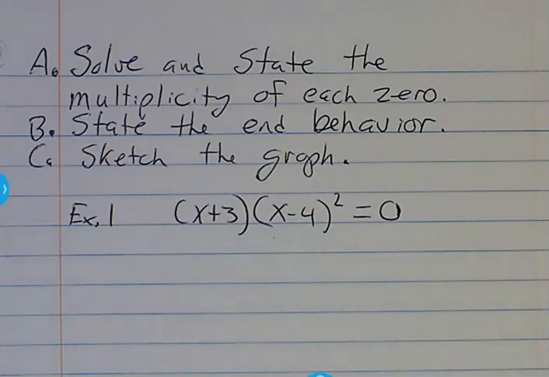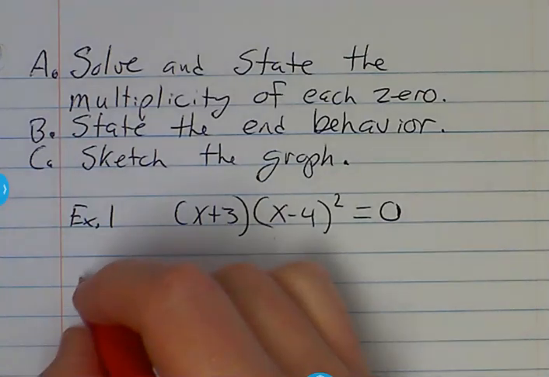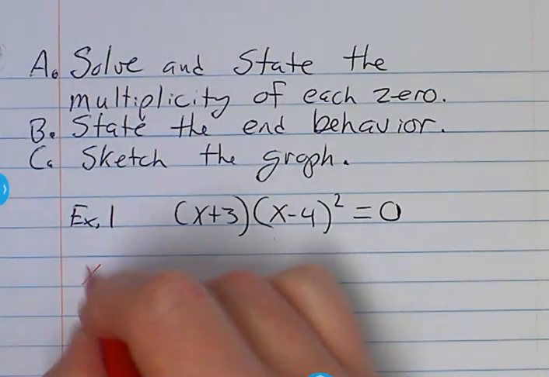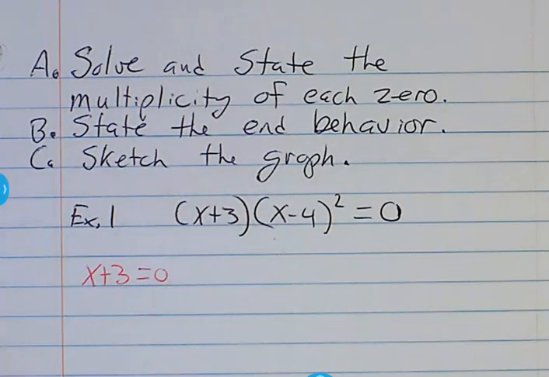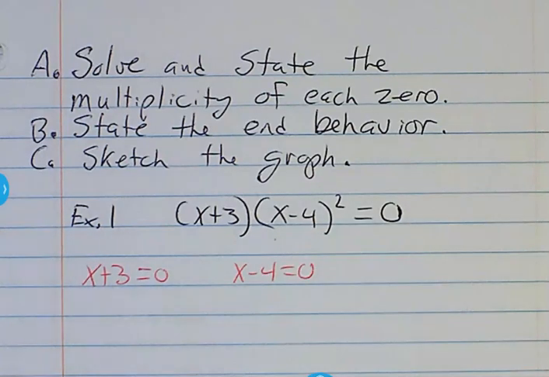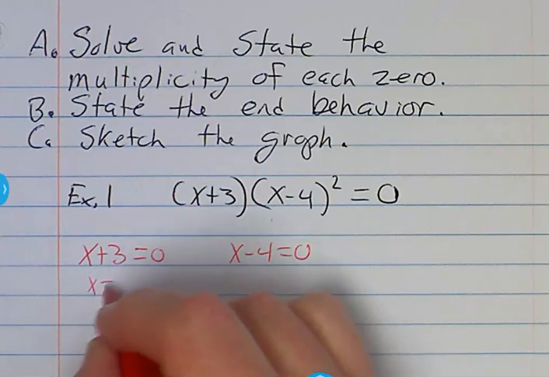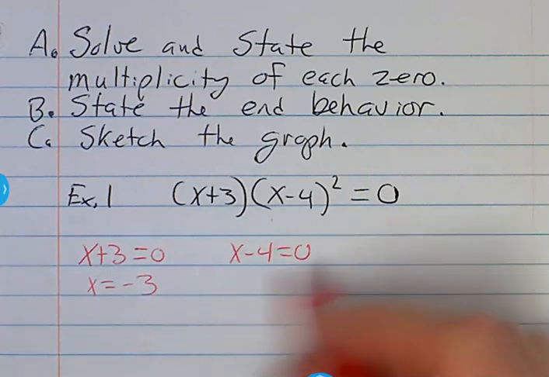Okay, so now the solving part should be pretty straightforward. It's already factored. So when you solve it, you're going to take the x plus 3, set it equal to 0. You're going to take the x minus 4, set it equal to 0. So solving it should be pretty straightforward. This one we're going to subtract 3 from both sides. We've got x equals negative 3. This one you would add 4 to both sides. You get x equals 4.